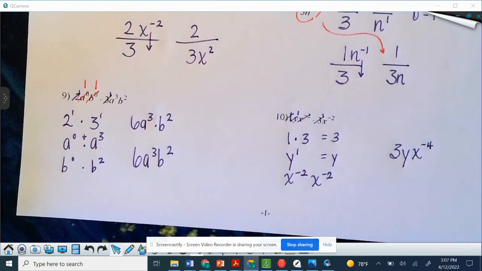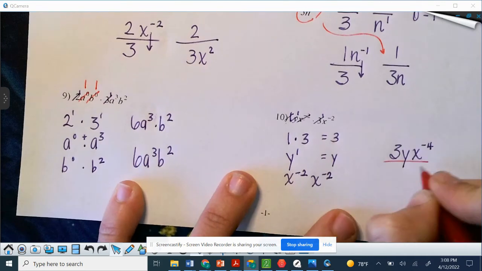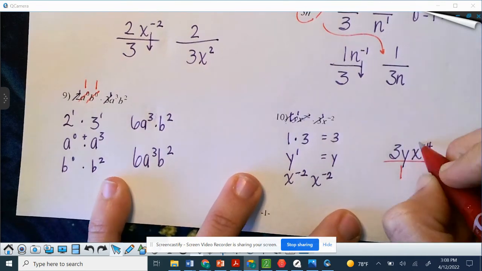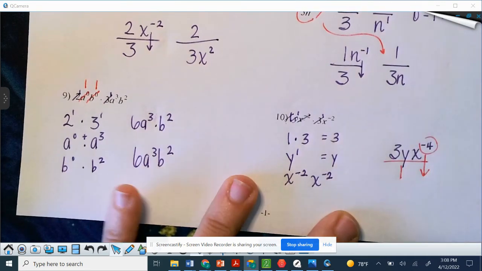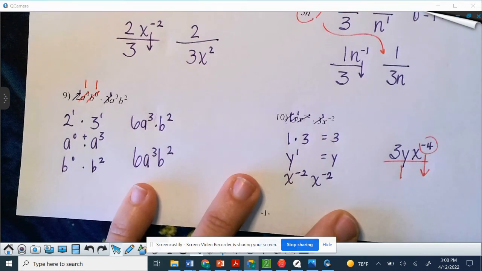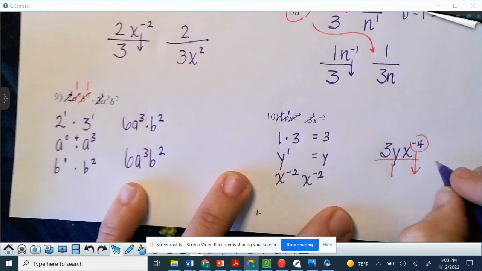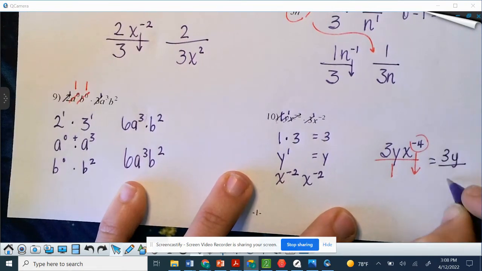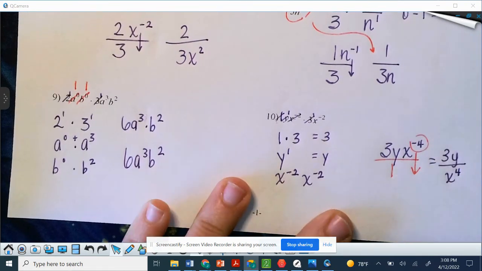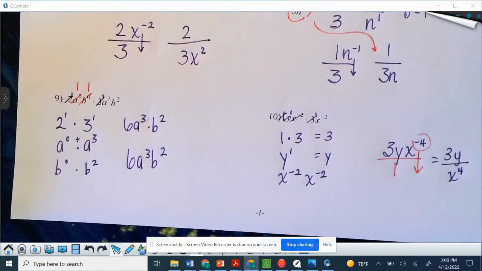Because remember, no negative exponents. You cannot be left with negative exponents, so we have to fix it. So remember, it's always over that imaginary 1. We're going to drop it like it's hot. Use the exact same exponent. We're just changing his attitude. So he's no longer negative, he's positive. So our final answer would be 3y over x to the positive 4 in the denominator.